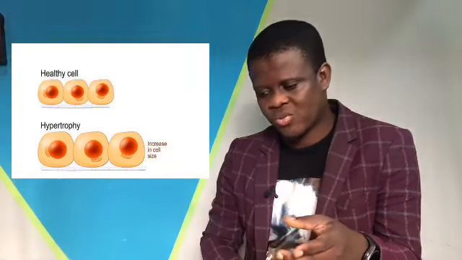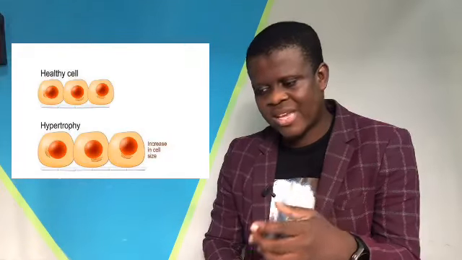So that is what we call hypertrophy. And there are different mechanisms by which hypertrophy arises. Hypertrophy is a result of increased production of cellular proteins. So when individual cells produce more proteins than normal, that is how hypertrophy increases.